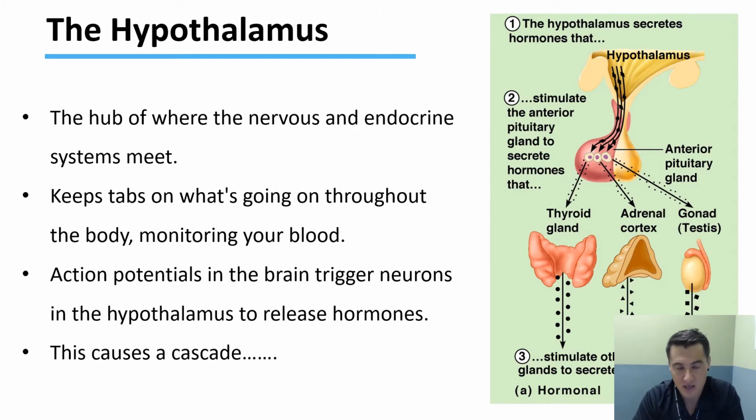So the hypothalamus is the hub of where the nervous and endocrine systems meet. It keeps tabs on what's going on throughout the body, does this through things like monitoring different pH and concentrations of various substances within your blood. Action potentials or nerve impulses in the brain trigger neurons in the hypothalamus to release hormones. So the neurons at the hypothalamus trigger the target cells of the hypothalamus to release hormones, and this causes a cascade. So the hypothalamus releases hormones that trigger other glands to release more hormones. So their target organs are going to be other endocrine glands.